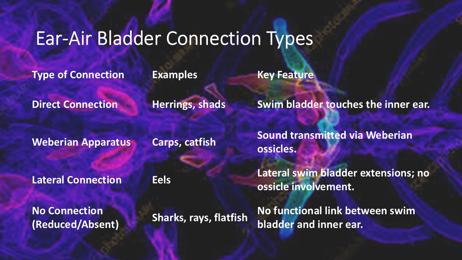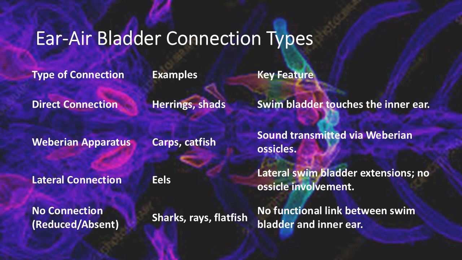Ear-air bladder connection types. Type of connection: direct connection. Examples: herrings, shads. Key feature: swim bladder touches the inner ear. Type of connection: Weberian apparatus. Examples: carps, catfish. Key feature: sound transmitted via Weberian ossicles.